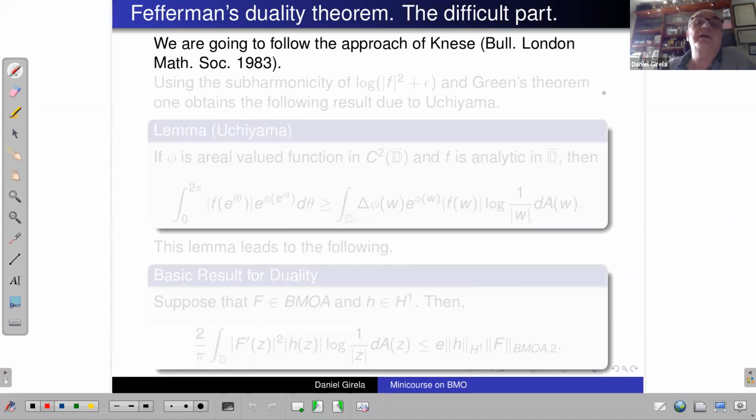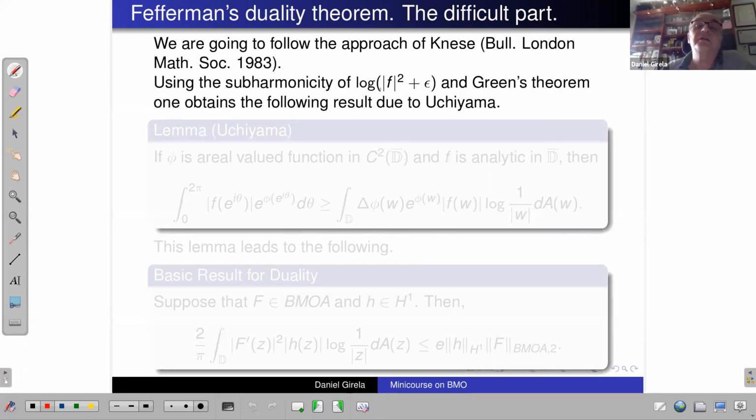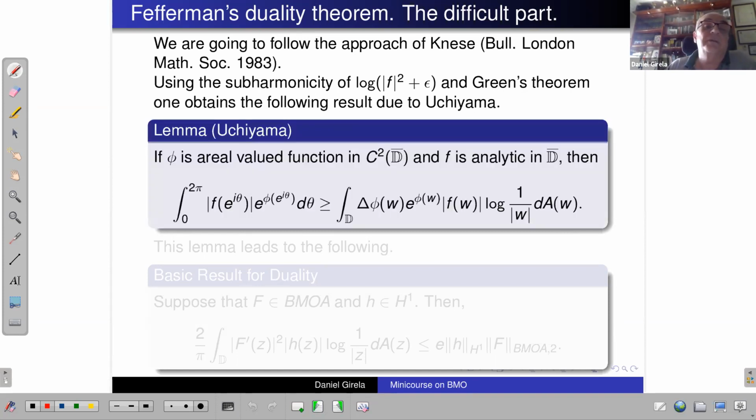We are going to use an approach by Ness in a paper in the Bulletin of the London Mathematical Society in 1983. Maybe this is not the most standard way to prove this theorem. What he proved is that, using the subharmonicity of the function log of the absolute value of f squared plus a positive epsilon, and Green's theorem, we obtain a lemma which is due to Uchiyama. And this lemma due to Uchiyama is the following.